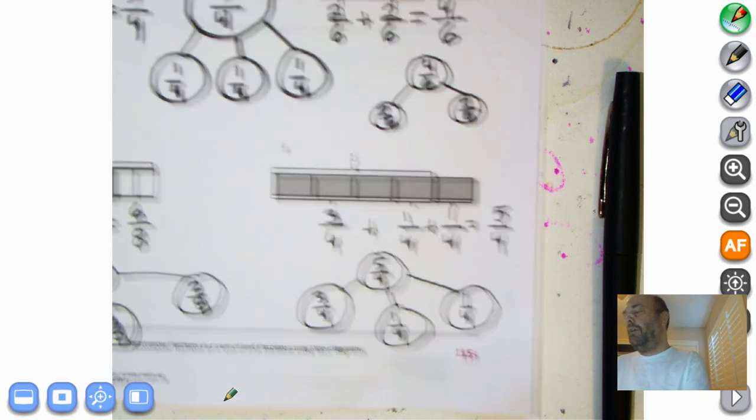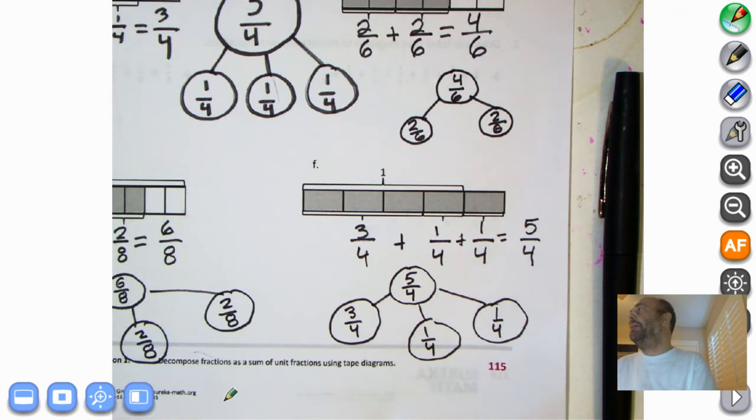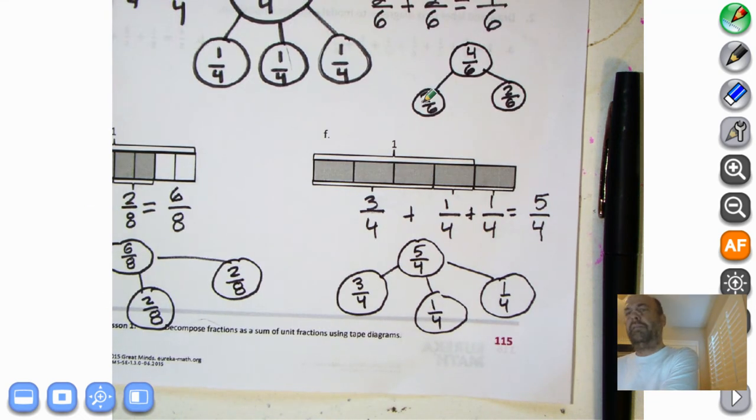And I know some of you are thinking, yeah, we did this in 3rd grade. Yeah, you did, but we need to review this because fractions get pretty complex.